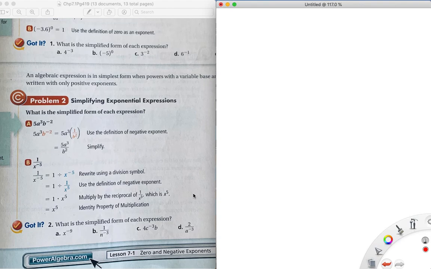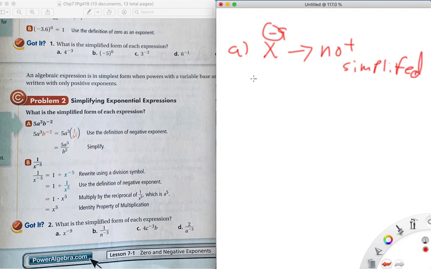Simplifying expressions. I'm going to look at number A. A has x to the negative 9. When you have a variable raised to a negative exponent, the fact that I have a negative exponent tells me that this is not simplified. If you have a variable or any number where your exponent is negative, it is not simplified. So that means I'm going to have to simplify it.